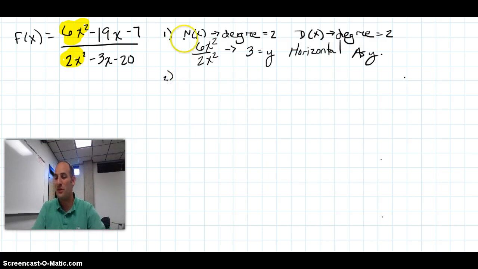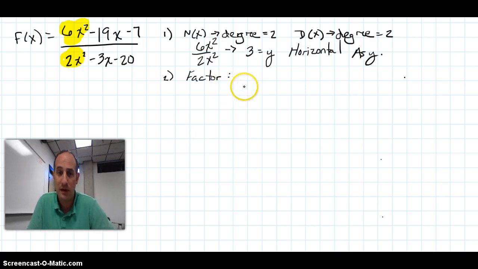Okay, so for number 2, or the second thing that we're going to be doing with these, we're going to factor the top and the bottom. And you notice that these are both quadratic, so if they can be factored, we'll do that. If they couldn't be factored, then this part won't matter as much anyway because we're looking for common factors. So if they can't be factored, you're not going to have any common factors. But you do go ahead and factor the numerator and the denominator.